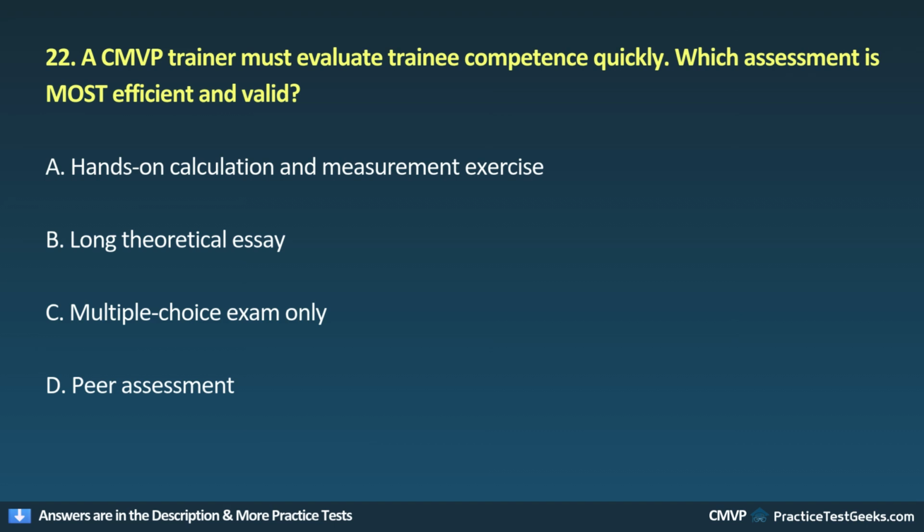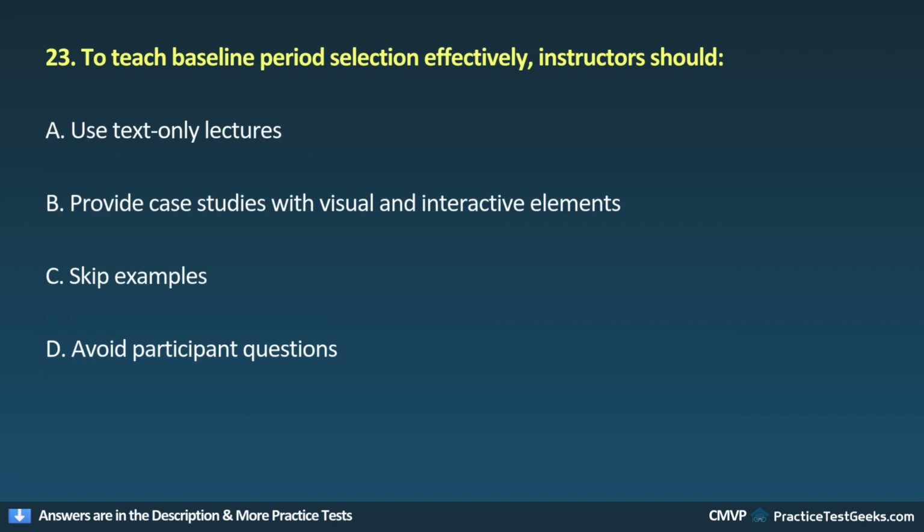22. A CMVP trainer must evaluate trainee competence quickly. Which assessment is most efficient and valid? A. Hands-on calculation and measurement exercise. B. Long theoretical essay. C. Multiple choice exam only. D. Peer assessment.